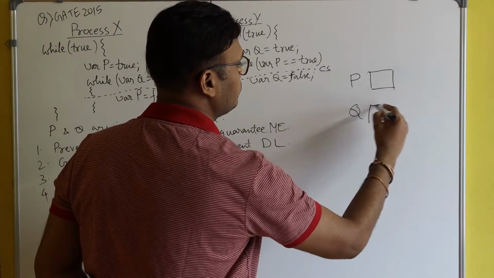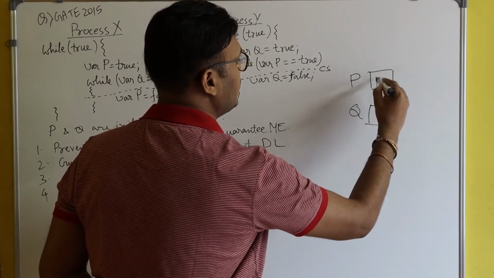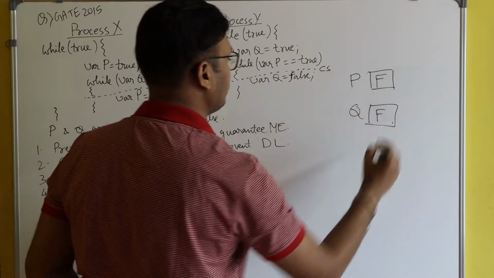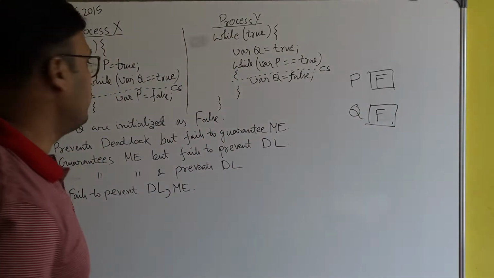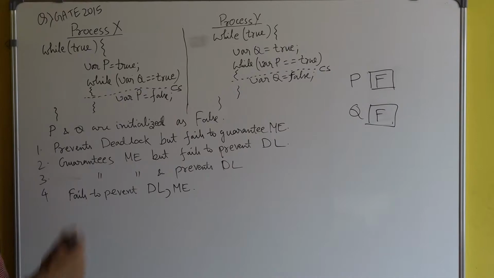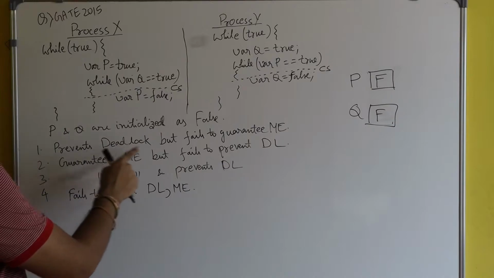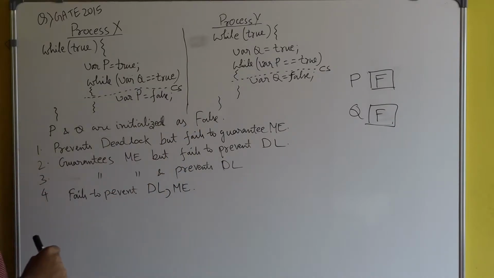So P and Q are Boolean variables, initialized as false. There are four options, and we have to select the correct option. Only one option will be correct. What's the first option? It prevents deadlock but fails to guarantee mutual exclusion.